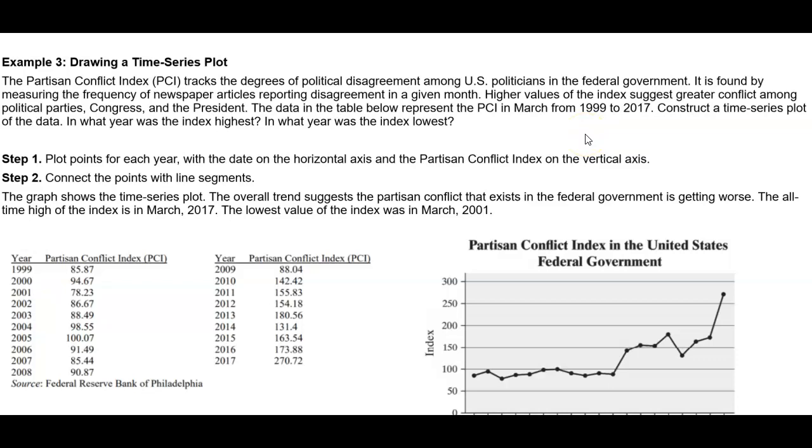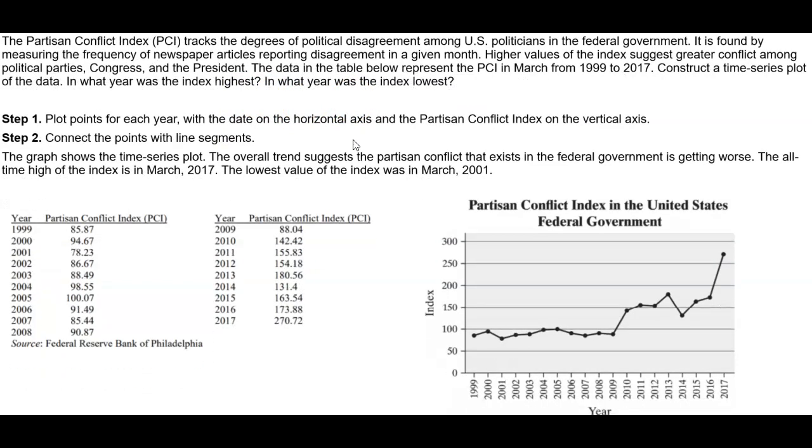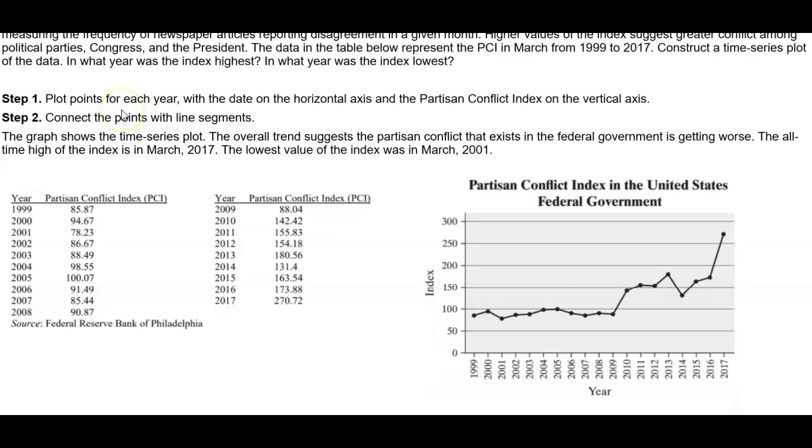The data in the table below represent the PCI in March from 1999 to 2017. We want to be able to construct a time series plot of the data, and in what year was the index highest, and in what year was the index lowest. So, the first thing we want to take a look at is we want to plot the points for each year, with the date on the horizontal axis and the Partisan Conflict Index on the vertical axis.